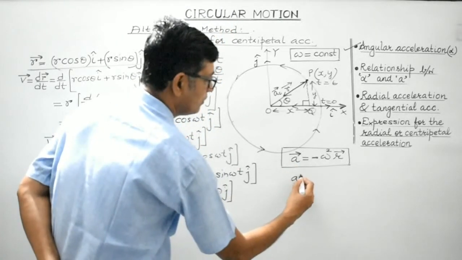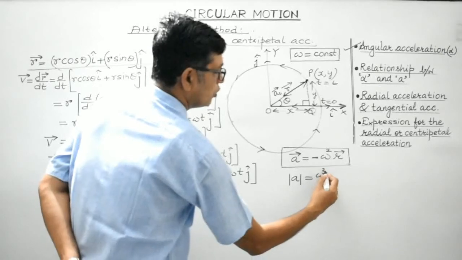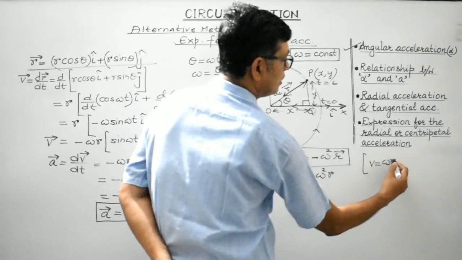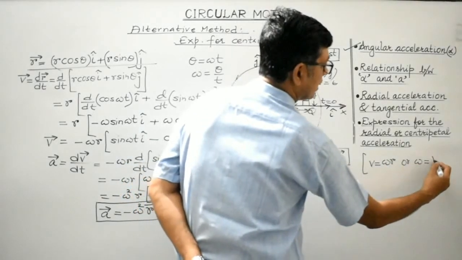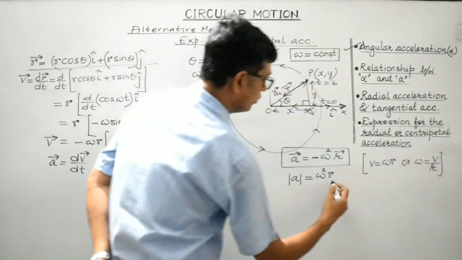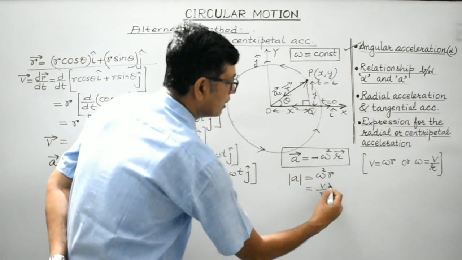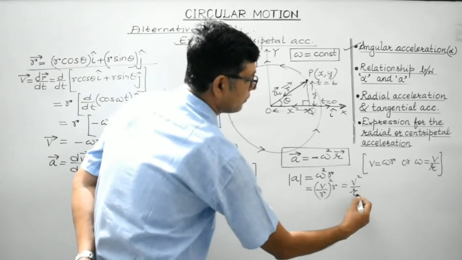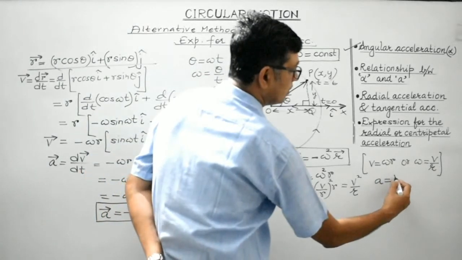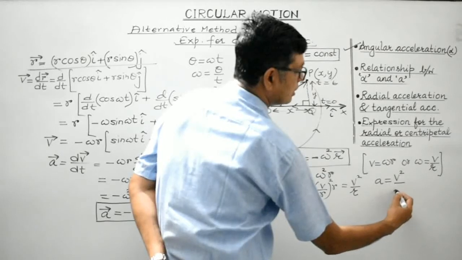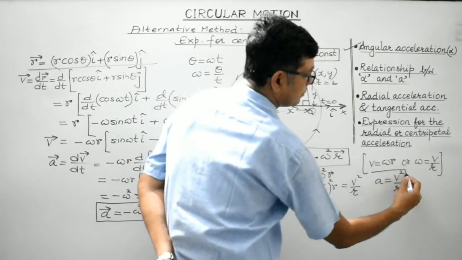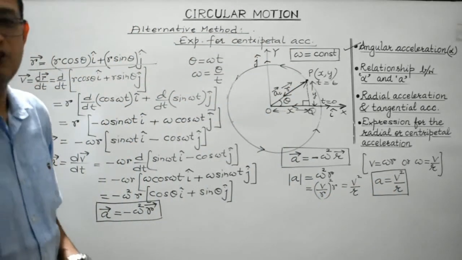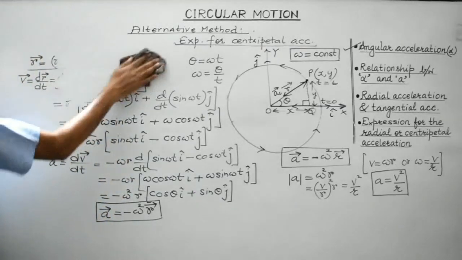So in magnitude, it is omega square r. And since we are aware, students, v is equal to omega r, or omega may be written as v by r, isn't it? Therefore, what we get is v by r whole square into r. So that will give us v square by r. So the centripetal acceleration in terms of velocity is v square divided by r. So this is the expression for the centripetal acceleration.